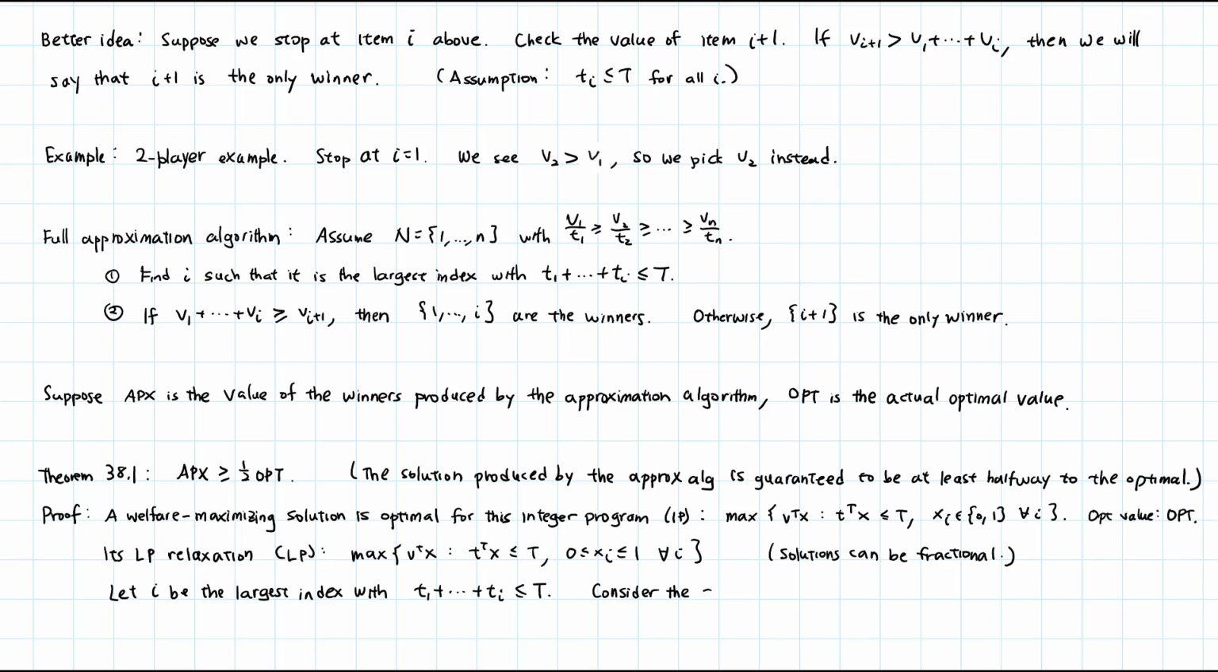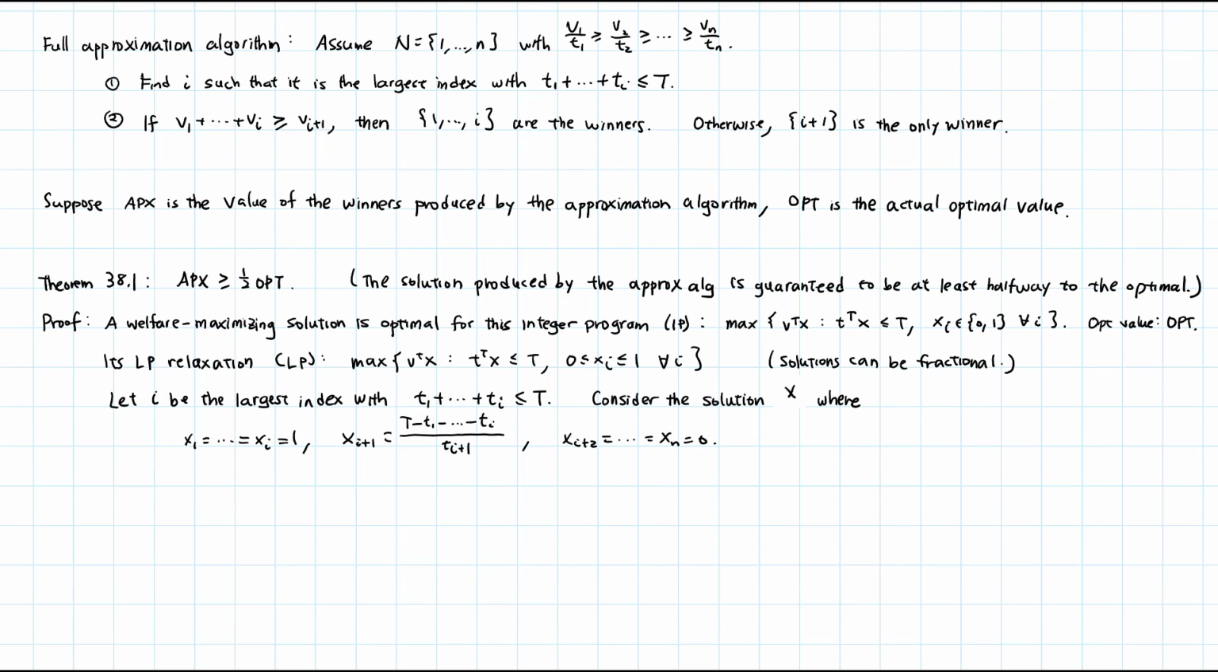We now consider the following solution. x_1 to x_i are all equal to 1. x_{i+1} is (T minus t_1 to t_i) divided by t_{i+1}. And the remaining x's are zeros. The meaning of this is that we fill in our knapsack with the first i items, and then fill in the remaining space with a fraction of item i+1.